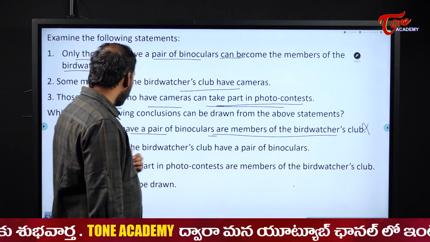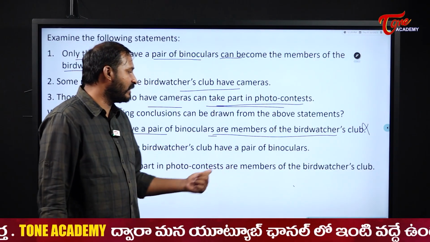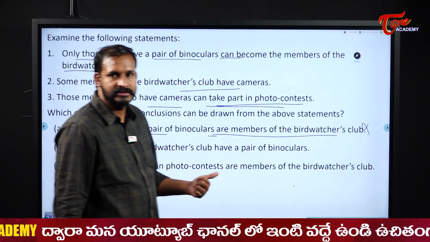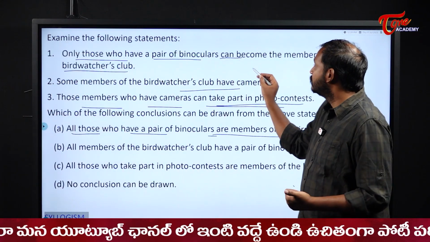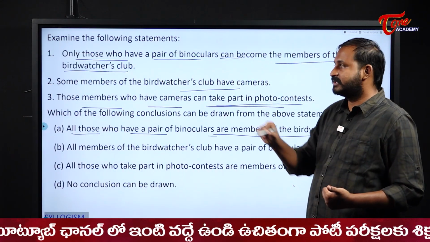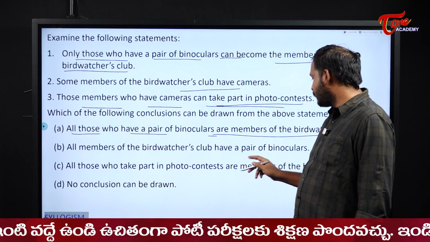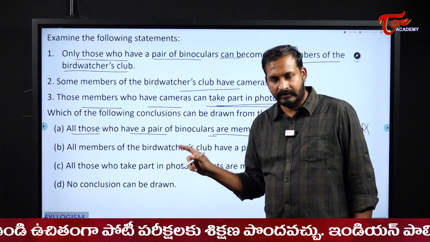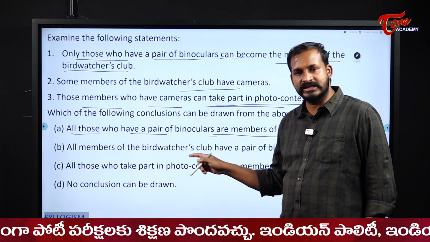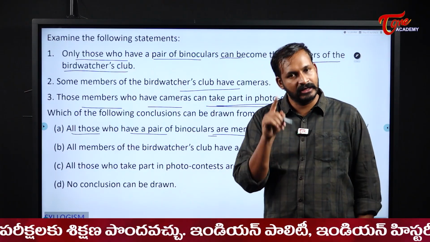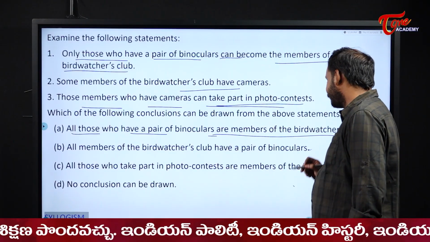Next, see the next one. All members of the bird watchers club have a pair of binoculars. Yes. See here, only those who have a pair of binoculars can be members. That means everyone who is a member of the bird watchers club should definitely have binoculars. Yes, that is correct.